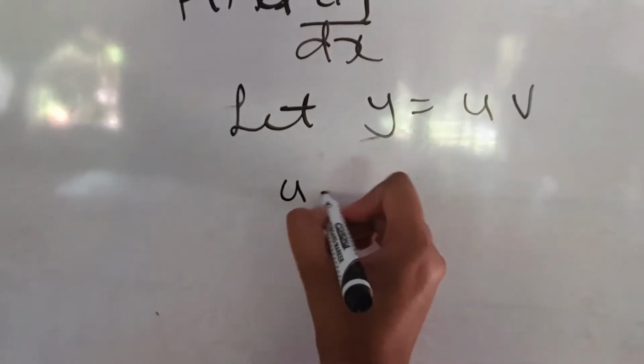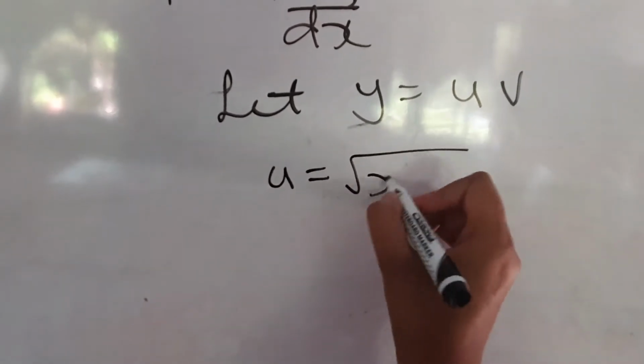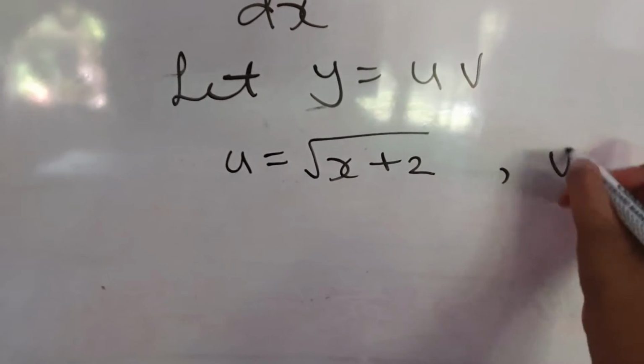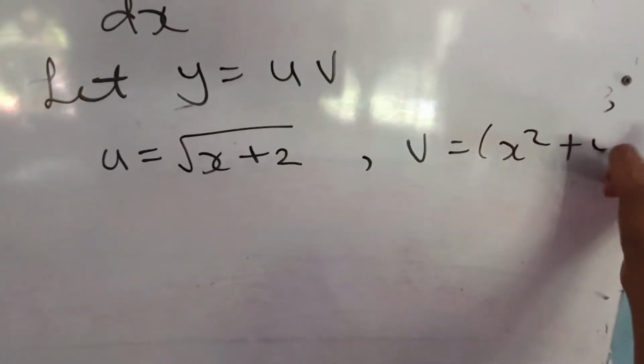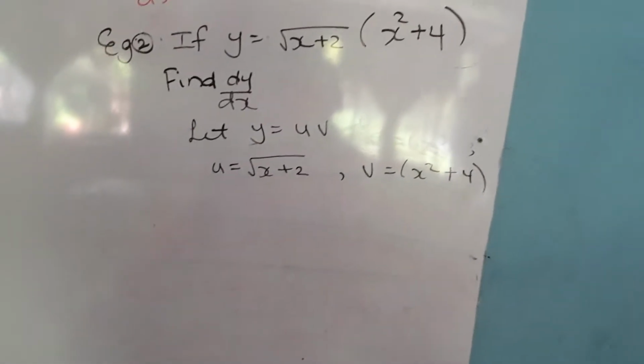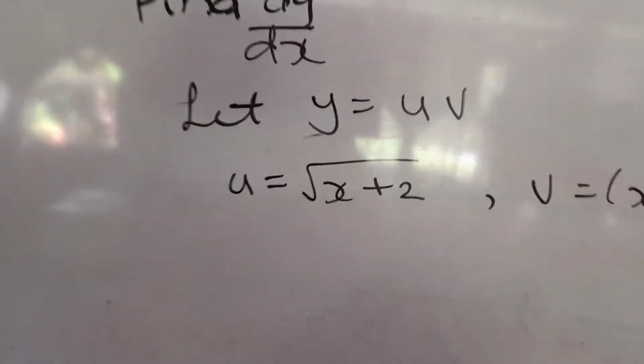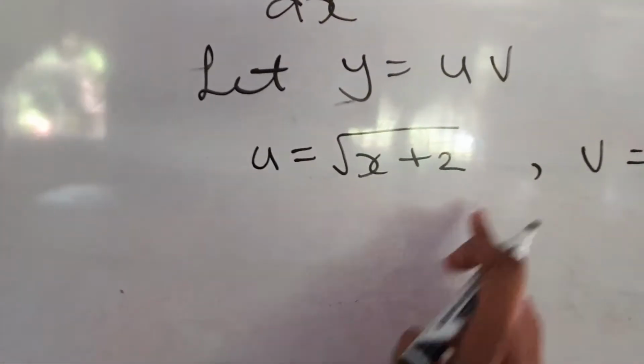So that means that u is the square root of x plus 2, and v is x squared plus 4. Right? Nothing difficult there so far. Right, so we have to differentiate this.